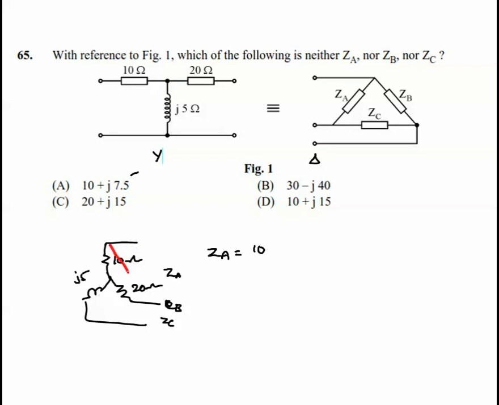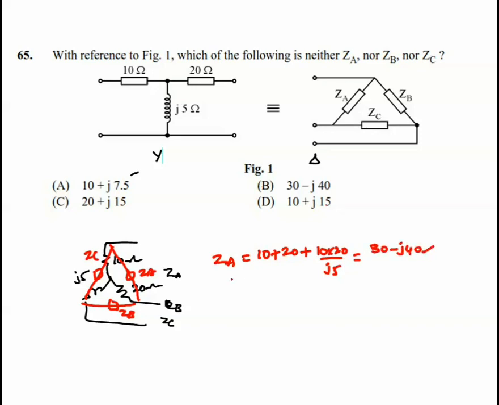Okay, so delta means from this point to this point, and from this point to this point. Here we have ZA, ZB, and ZC like this. So ZA is equal to 10 plus 20 plus 10 into 20 divided by j5, which we may get as 30 minus j40. That's the option available here, but we want to find which is not ZA or ZB or ZC.